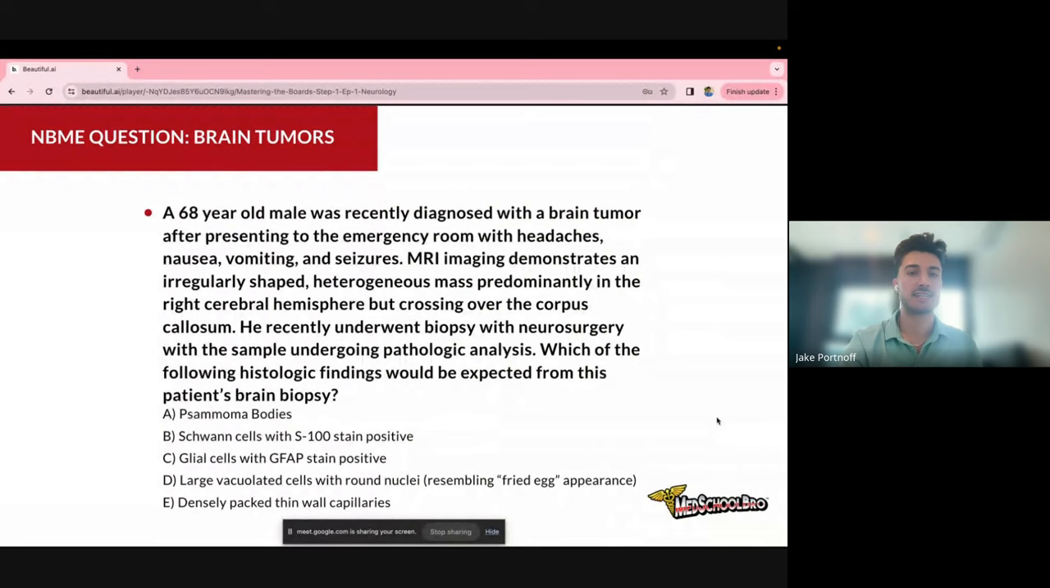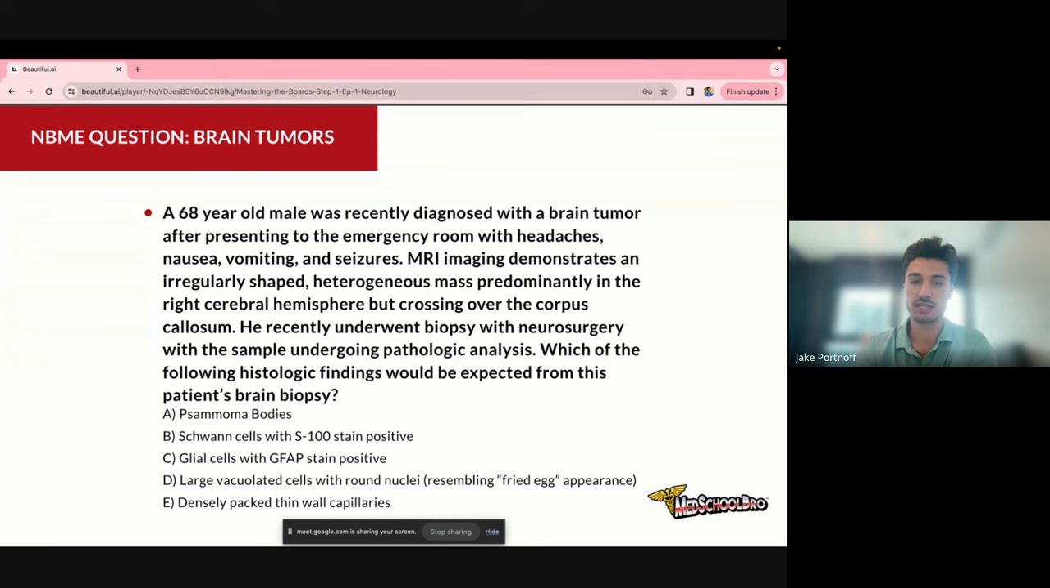Okay. A 68-year-old male was recently diagnosed with a brain tumor after presenting to the emergency room with headaches, nausea, vomiting, and seizures. MRI imaging demonstrates an irregularly shaped heterogeneous mass predominantly in the right cerebral hemisphere, but crossing over the corpus callosum. He recently underwent biopsy with neurosurgery with a sample undergoing pathological analysis. Which of the following histologic findings would be expected from this patient's brain biopsy?